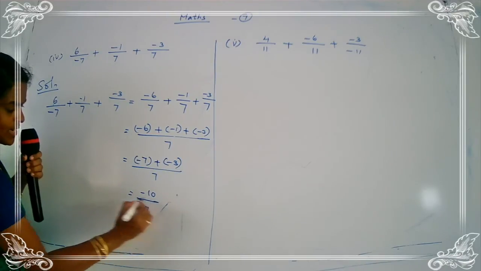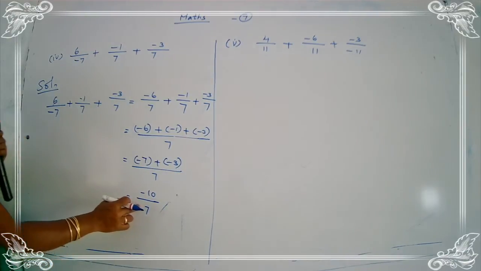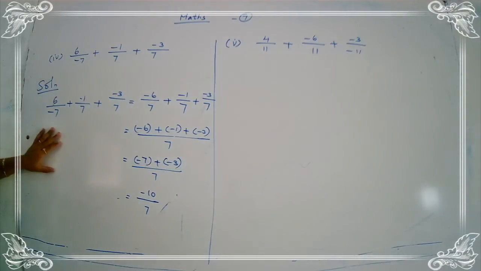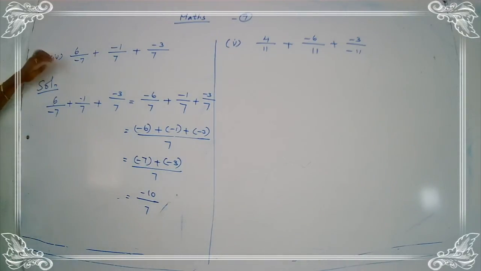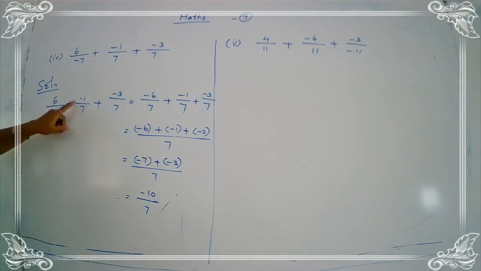This is a standard form? Yes. It's having no common factors. So, that's why this is the final answer of this question. Okay, children? Listen one more time. Your question is, here 3 rational numbers are given. So, we find the addition. Okay. So, we add 6 upon minus 7 plus minus 1 upon 7 plus minus 3 upon 7.